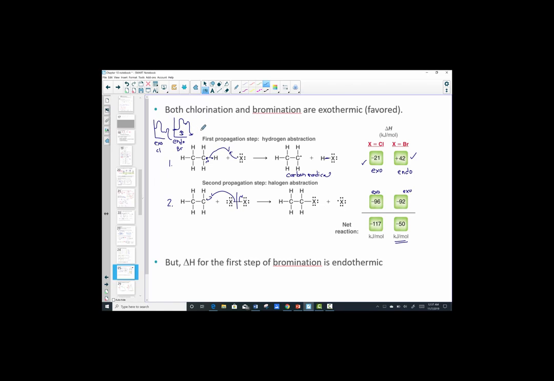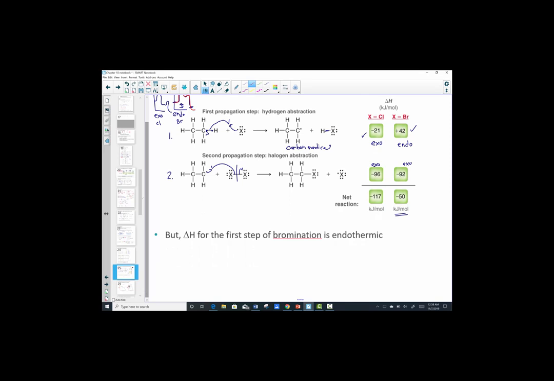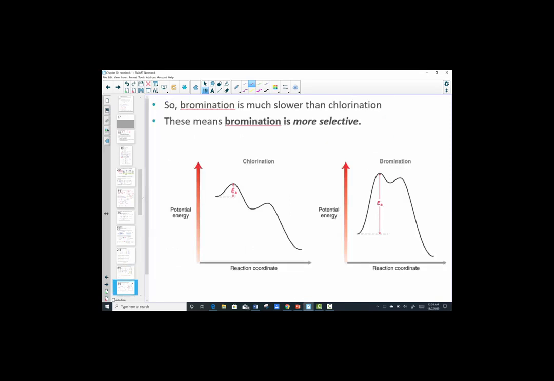So it's exothermic overall. The key difference here is noting that the first step for bromine is endothermic. The next step is saying, oh, there's the energy release. Whereas chlorine itself is exothermic for both steps. So we can see that on the energy diagram.